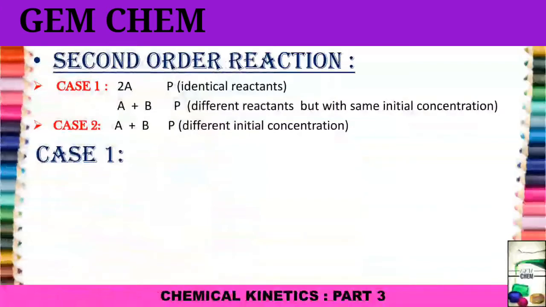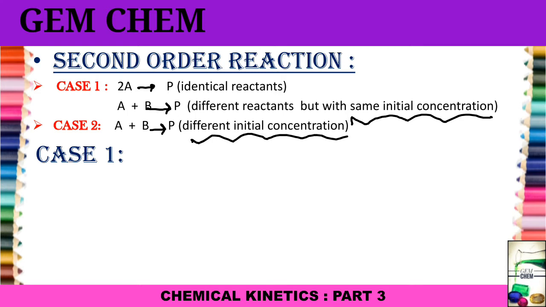Now let us start. In the second order reaction, we will deal with 2 cases, where the first case is all about identical reactants or identical concentrations. That is, if the reactants are same, the concentration will be also same, whereas if the reactants are different, initial concentrations are taken to be the same. This is case 1, and case 2 deals with different initial concentration. So if you see here, 2A gives P, A plus B gives P, whereas A plus B also gives P. But the concentration is different here in the second case, whereas in the first case the concentration is same.